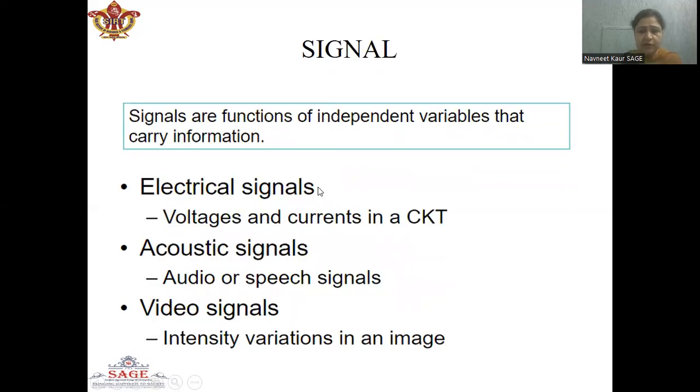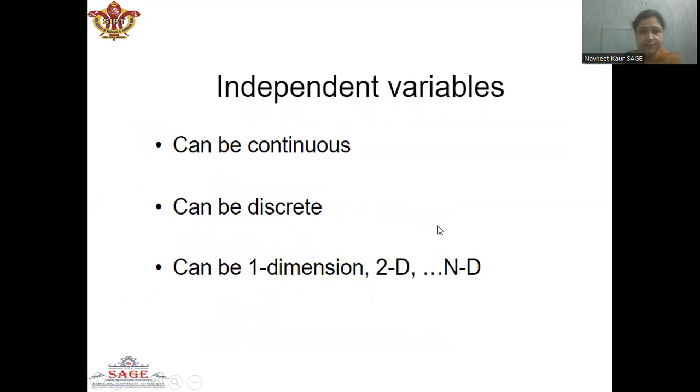As I have already discussed, signals are functions of independent variables and they carry information. In our daily life, we come across common types of signals like electrical signals, which are voltage or current signals in a circuit. Then we have acoustic signals, which are audio or speech signals, and video signals, which are intensity variations in an image. Independent variables are the variables on which any signal depends.